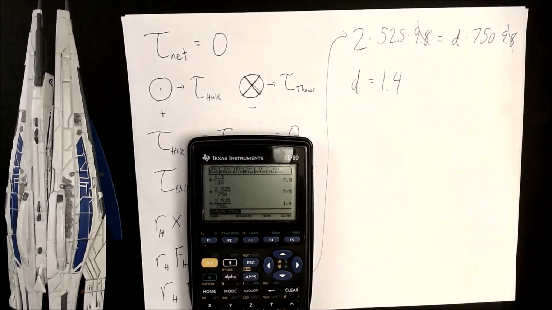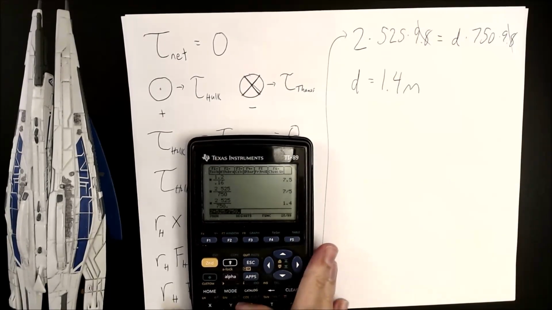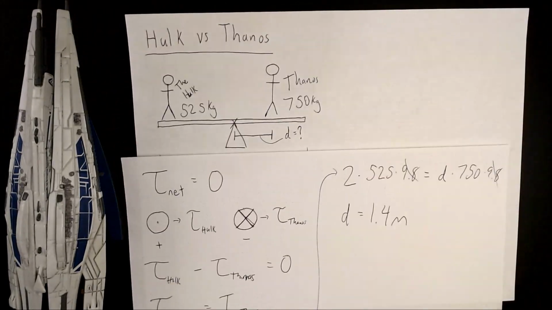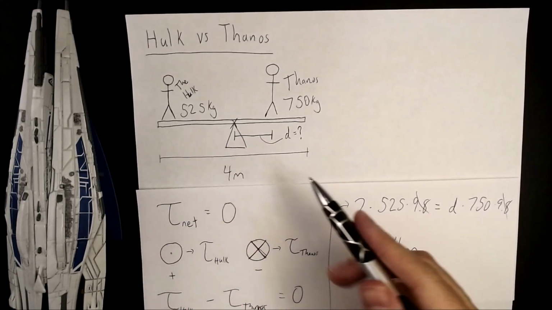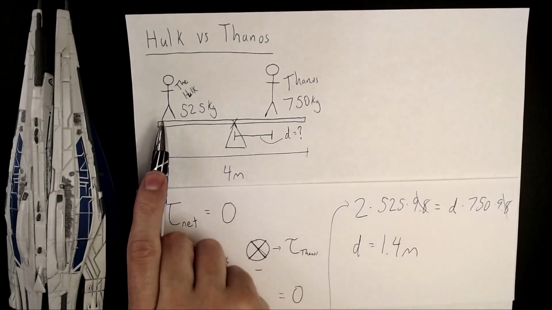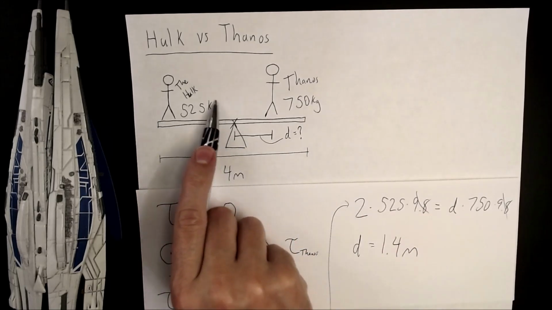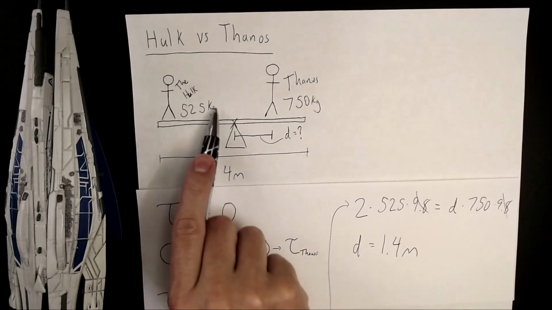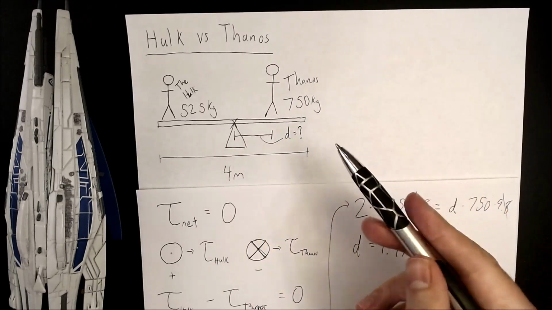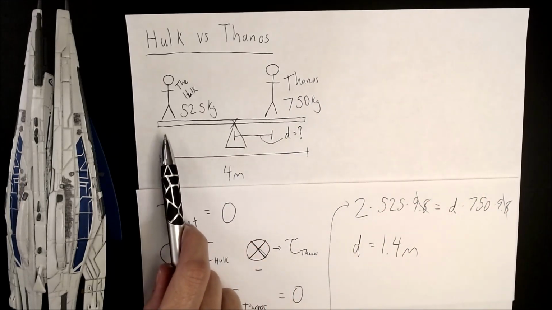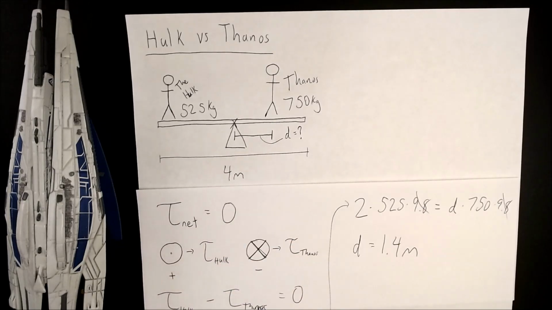What are the units on that? Meters. Now, does this make sense? We've got the Hulk and Thanos on this 4-meter long seesaw. The Hulk is 2 meters from the center, and he has, well, a very large mass, but it's smaller than Thanos' mass. And so does it make sense that if the Hulk is 2 meters away, then Thanos would be 1.4 meters away from the center to keep this perfectly balanced, as all things should be? Yeah, I think that does make sense. 1.4 meters away. Great.